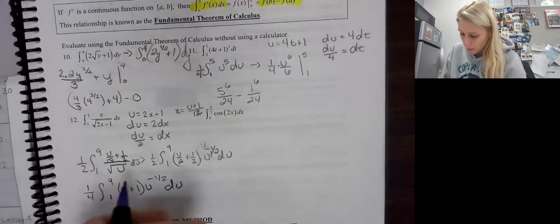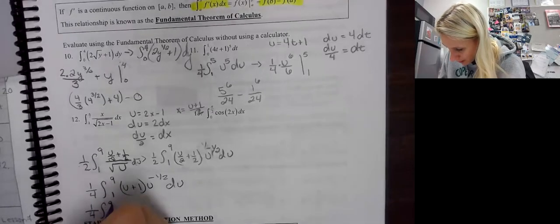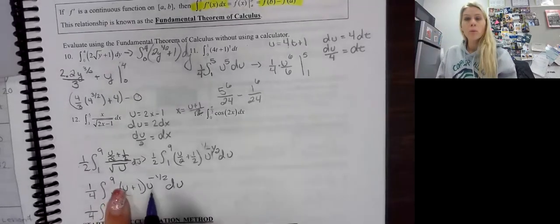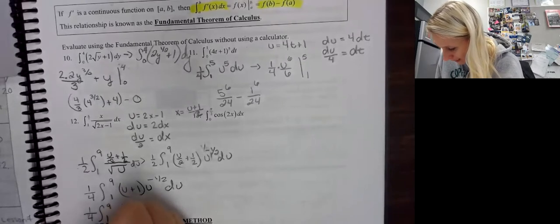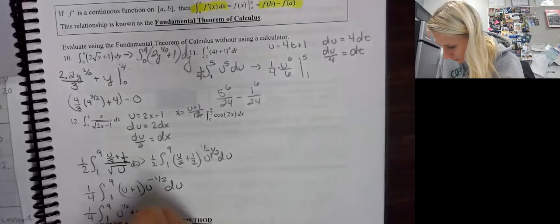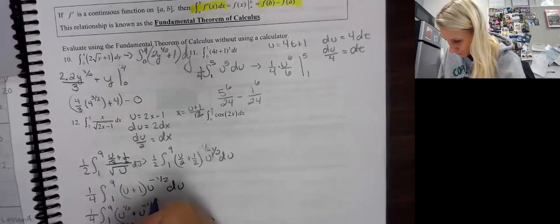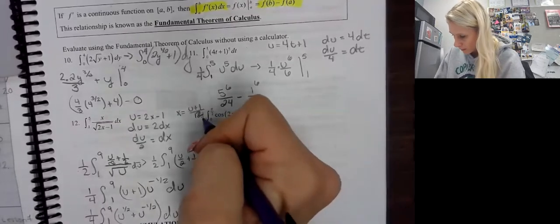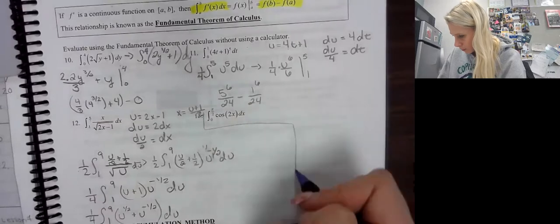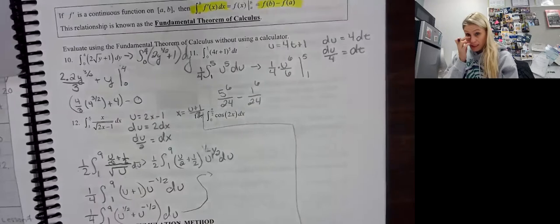Now let's distribute that. I get 1/4 integral 9 to 1. Remember, what did we do to the exponents here? We add them. So I end up getting u to the 1/2 plus u to the negative 1/2 du. Now I can use my power rule. I'm going to try to give myself some room. Okay, I'm going to bring that up here. So I'm going to take the integral now.